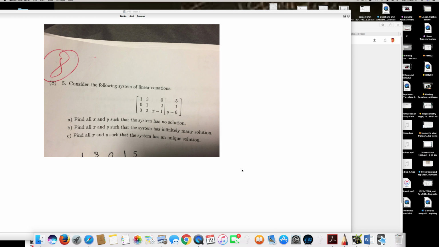What's going on, guys? We have a question from linear equations right here. The question is asking, consider the following system of linear equations, and A is asking, find all x and y such that the linear system has no solution, and the next one is infinitely many solutions, and the third one is unique solution. Let's see how we can solve this one.